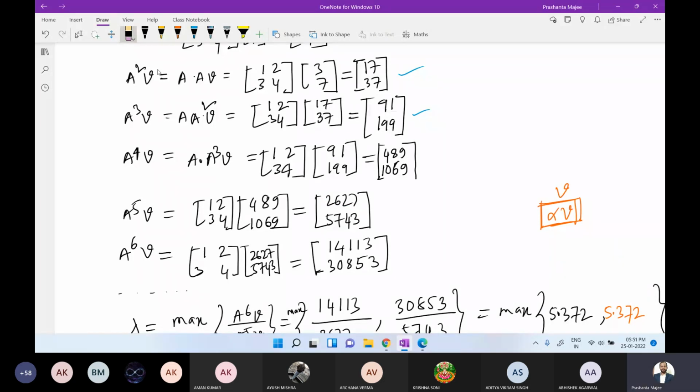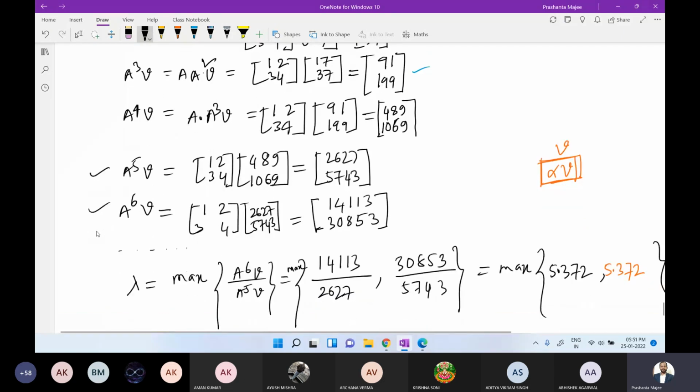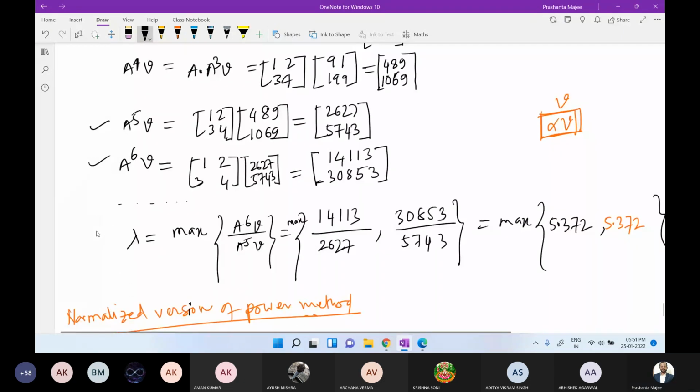Okay. So if you use hand calculation, either you will stop here or you will perform the multiplication a few more times. Suppose I am stopping at the 6th iteration. So what will be the dominant eigenvector and the corresponding eigenvalue? What will be lambda? What will be the dominant eigenvector? Dominant eigenvalue.